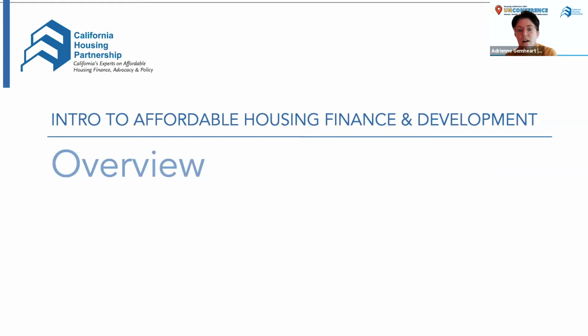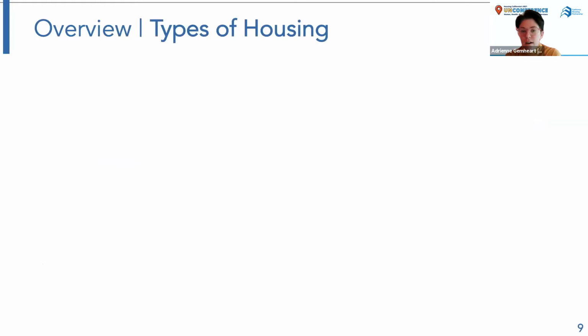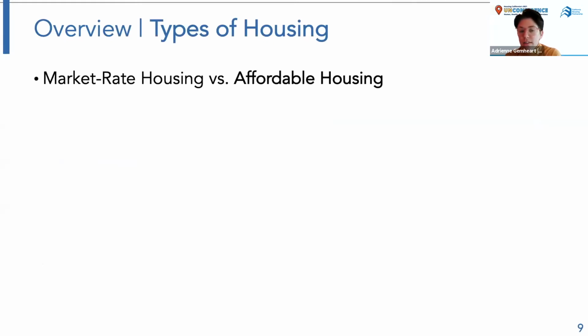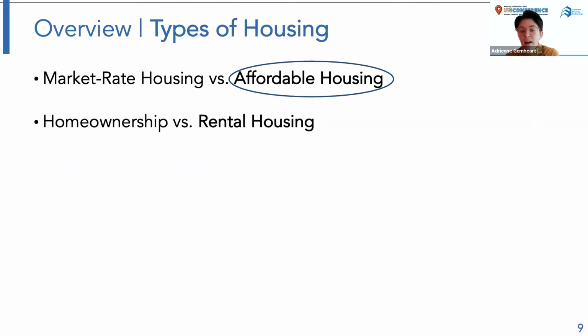Okay, starting in our overview. So what are we talking about today? What type of housing? So we all know that there's both market rate housing and affordable housing. Today, we're just going to be talking about affordable housing. While there are affordable homeownership opportunities, we're just going to be talking about affordable rental housing.